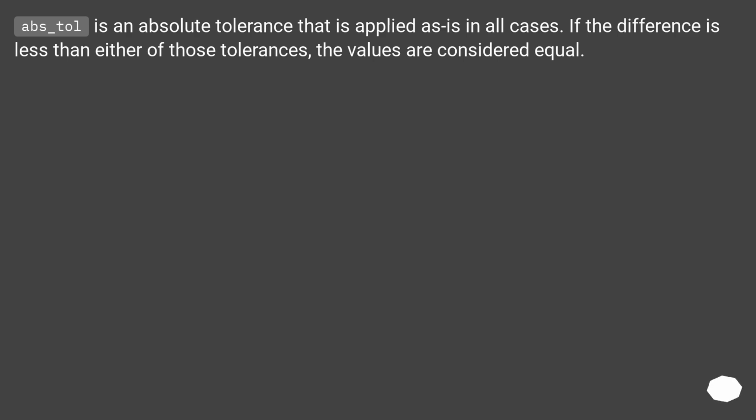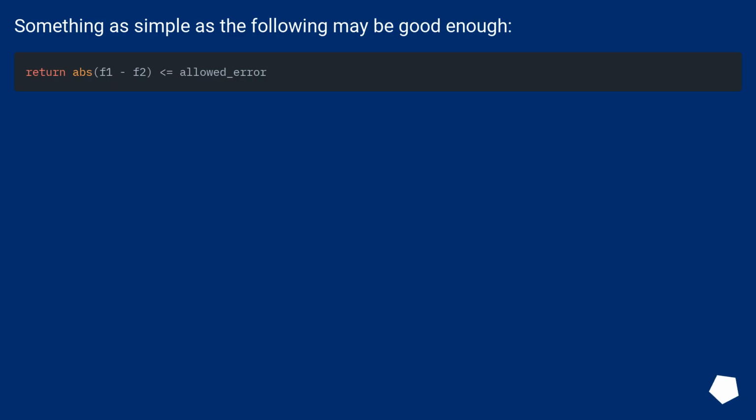abs_tol is an absolute tolerance that is applied as is in all cases. If the difference is less than either of those tolerances, the values are considered equal. Something as simple as the following may be good enough.